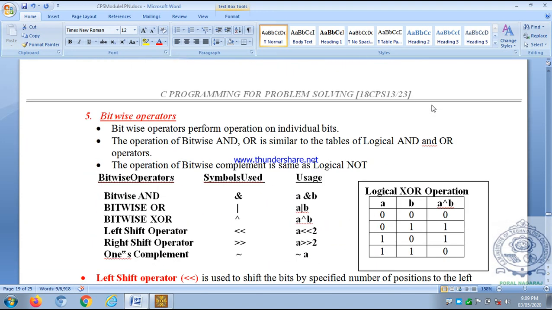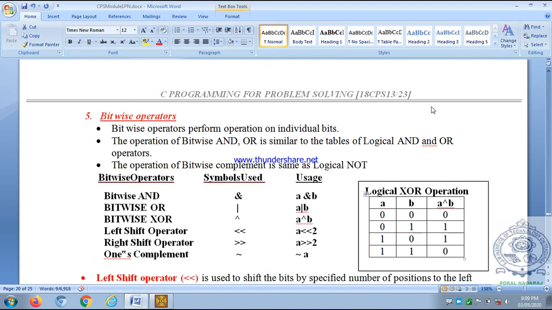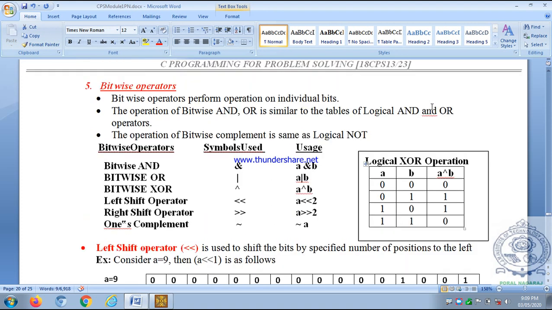Okay. So next we have bitwise operators. In bitwise operators, the operation is performed on individual bits. That's why they are called bitwise operators. There are 6 bitwise operators: bitwise AND, bitwise OR, bitwise XOR, left shift operator, right shift operator, and ones complement operator. So these are the 6 bitwise operators.